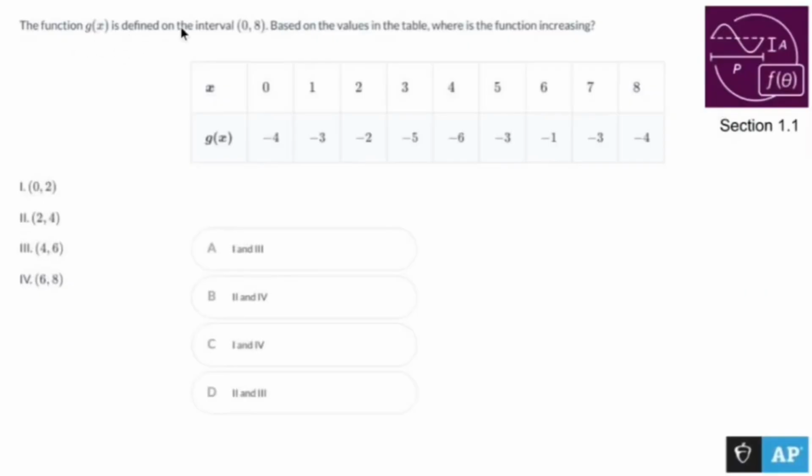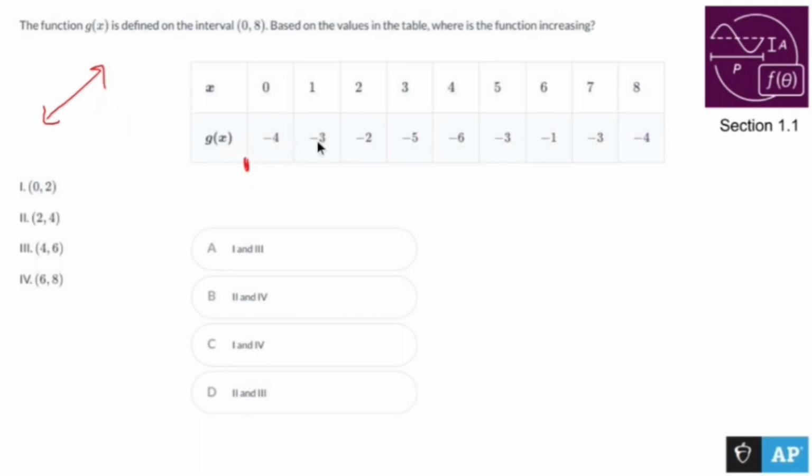Function g of x is defined on the interval 0, 8, like so, based on the values in the table. Where is the function increasing? Now, the function increasing just means that if you have a picture, it's going to go up and to the right. It has nothing to do with concavity. So we only care about where this function is increasing.